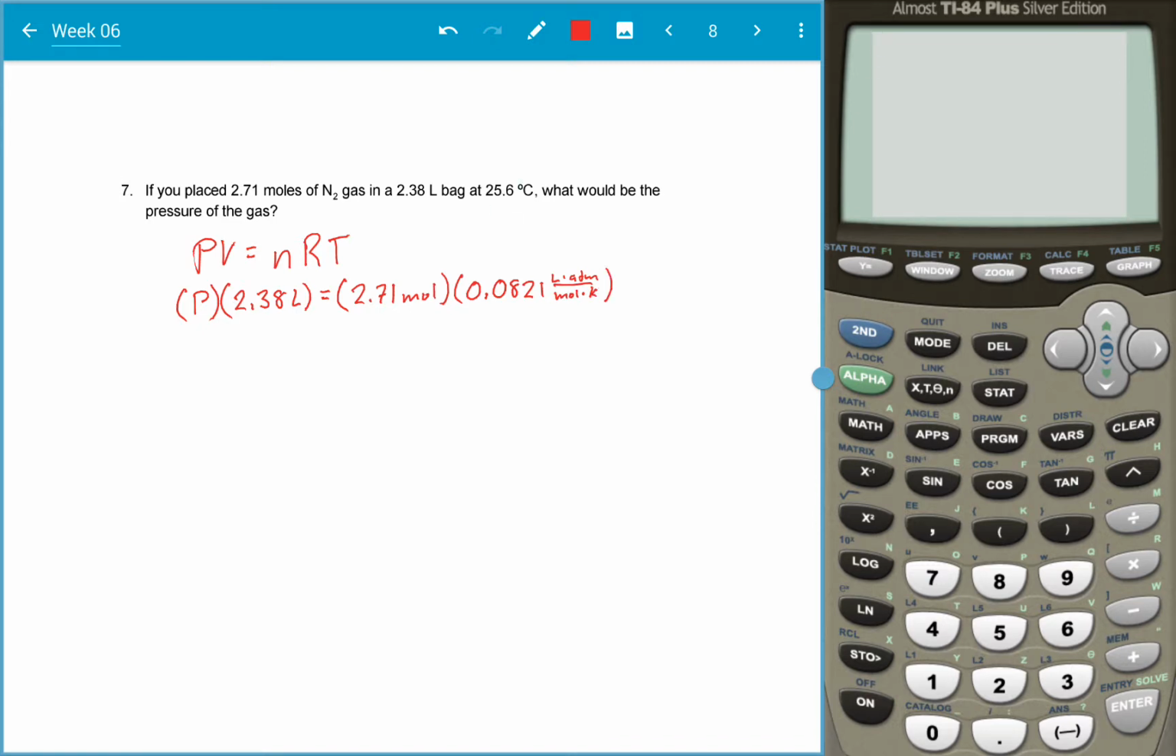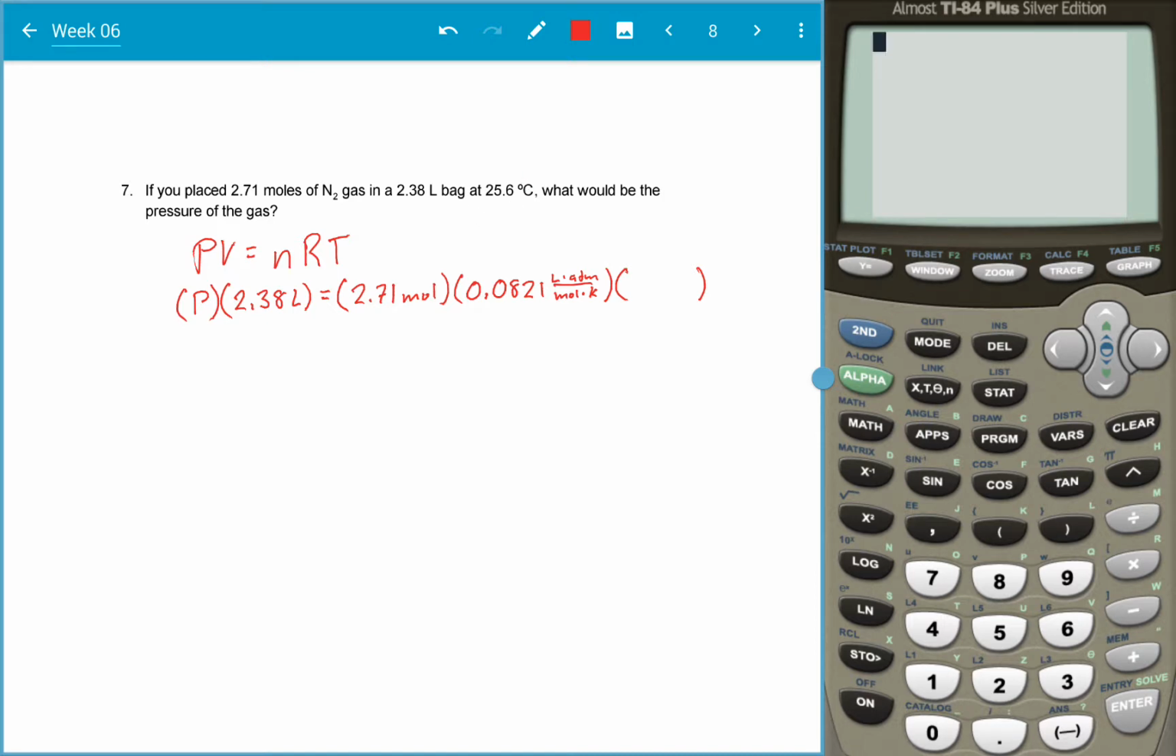And our temperature is 25.6 degrees Celsius. But we need to convert that before we plug it in to our formula. The temperature in the ideal gas law needs to be in units of Kelvin because, again, Kelvin can never go negative, and pressure, volume, and moles cannot go negative either.